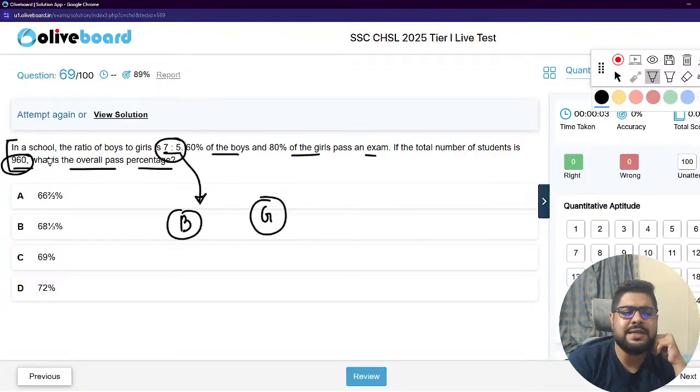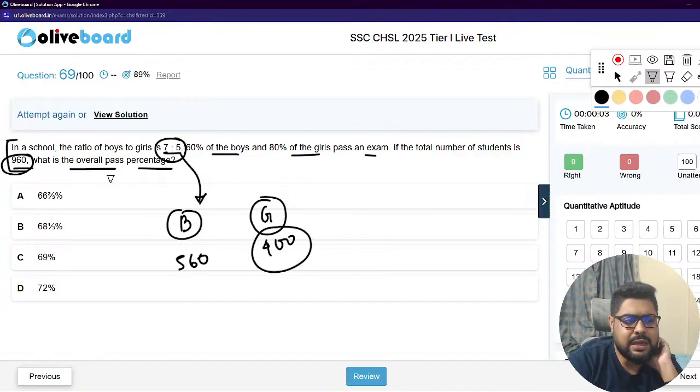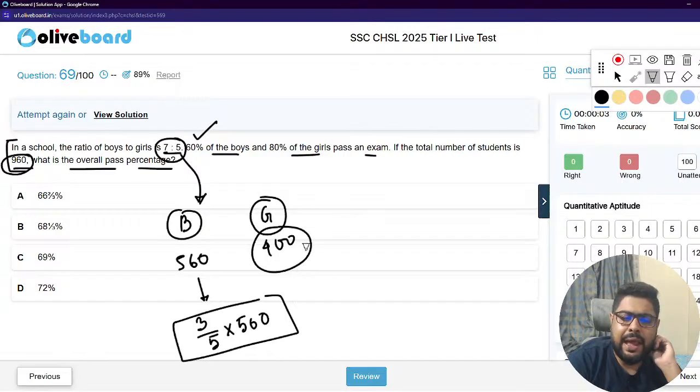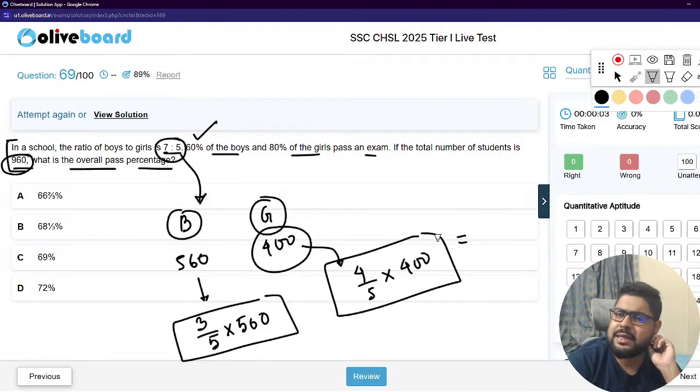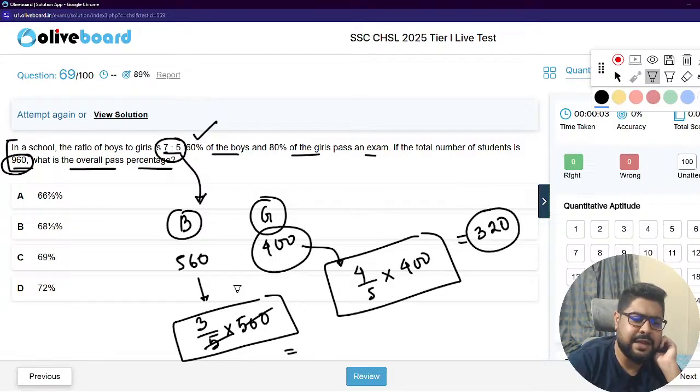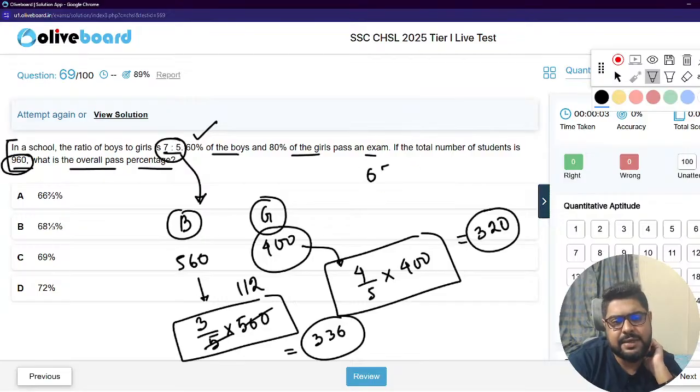7 and 5, 12 parts is 960, meaning 1 part is 80. So this is 560 and this is 400, boys and girls. So passed is 60% of boys, 60% means 3/5 of 560. And how many girls? 80%, 4/5 of 400. So 5 8s are 40, meaning 320 girls passed. And this will be 336. Total students who have passed 656 out of 960, into 100.